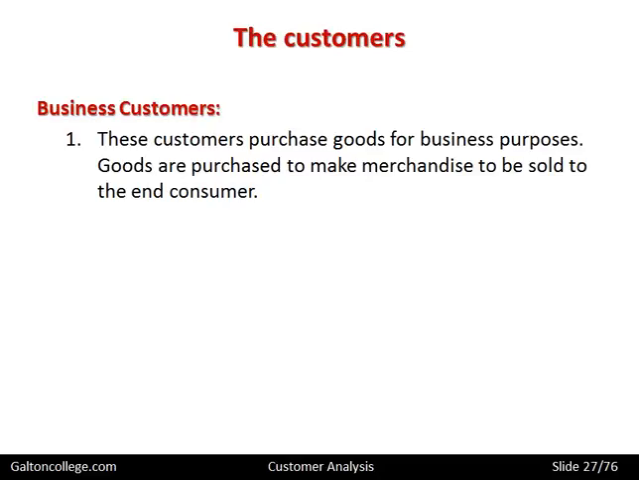Now, business customers purchase goods for business purposes. Goods are purchased to make merchandise to be sold to the end consumer. So, in a sense, all production is aimed at the end consumer, because these are the people who buy the product in the end, and what they pay for it goes to pay off the wholesalers and the retailers and the producers and the people who supply the raw materials and the people who supply the machines that turn the raw materials into the products. So everyone depends on what the final customer pays. But further back on the chain, businesses do deal with each other, and they make products for other businesses.